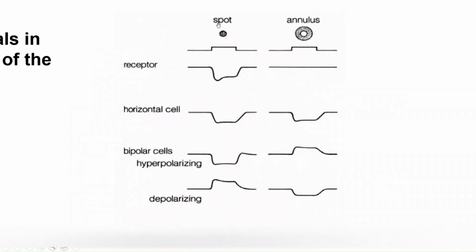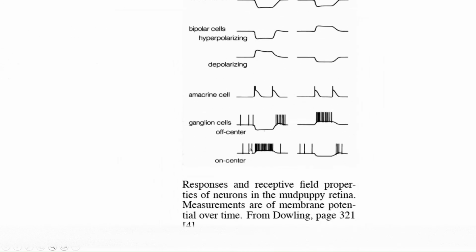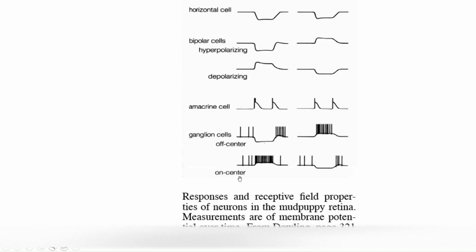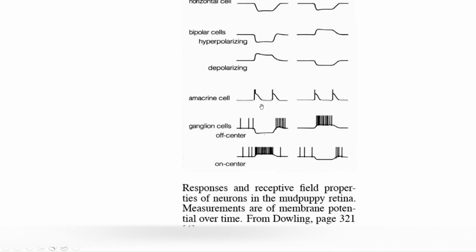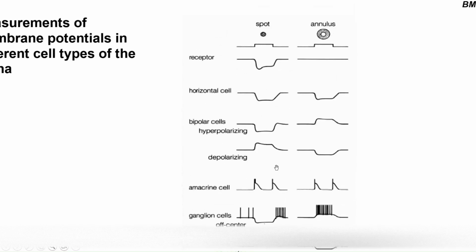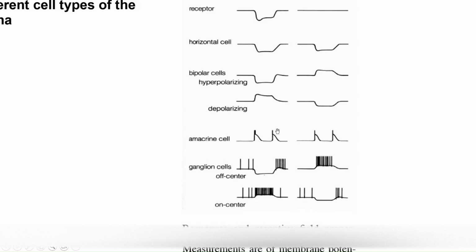Assuming we have this light stimulation where there's light just in the middle, it's brightened, and this is the time axis, and this is the voltage. The receptors respond to it, and the membrane voltage goes up, while horizontal cells and bipolar cells show different characteristics. Amacrine cells seem to note the beginning and the end of the light signals. That's when they fire.